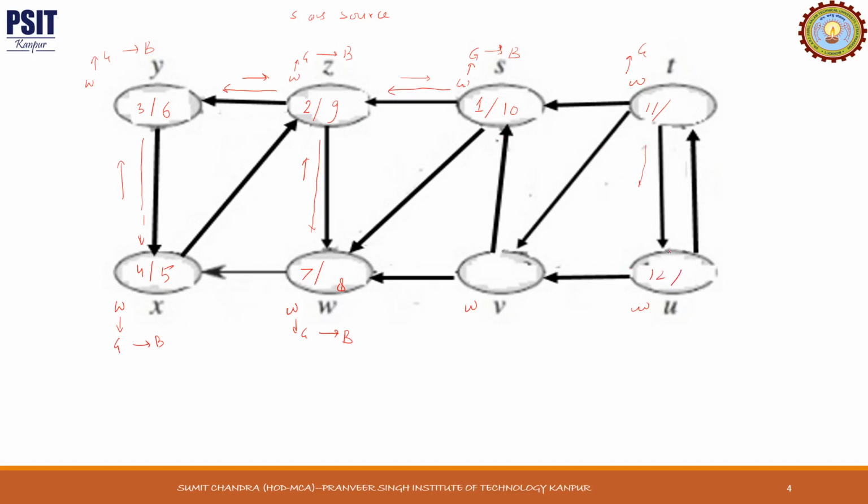From U I can go to V and T. T has already been discovered, so I'm going to V. Start time 13. From V I cannot go anywhere, because the adjacent vertices, S and W, have both been explored. So we have finished examining the adjacency list of V. Its color will turn to black and we assign a finish time. Then we'll backtrack, we come to U.